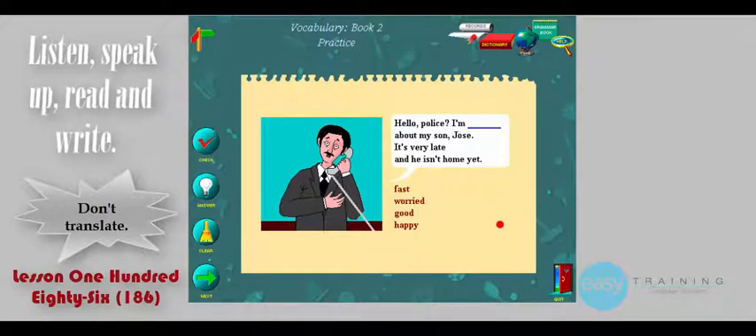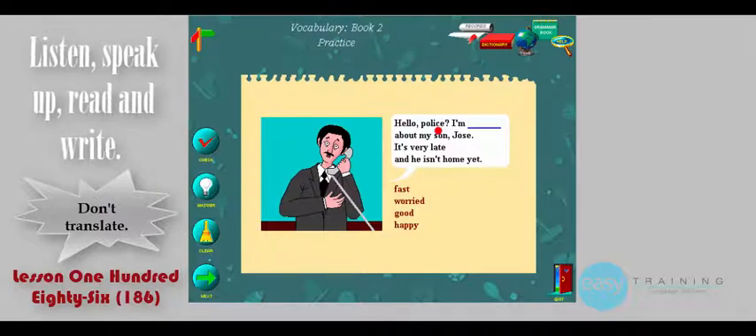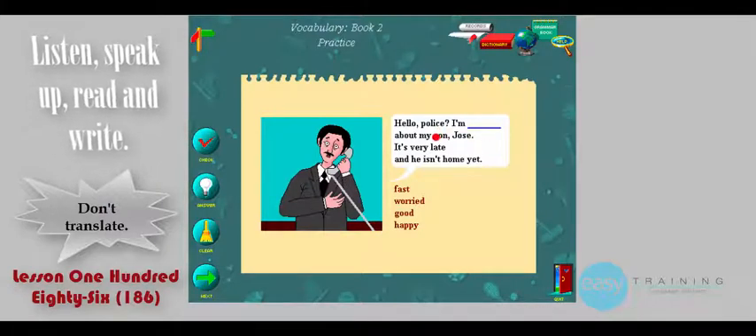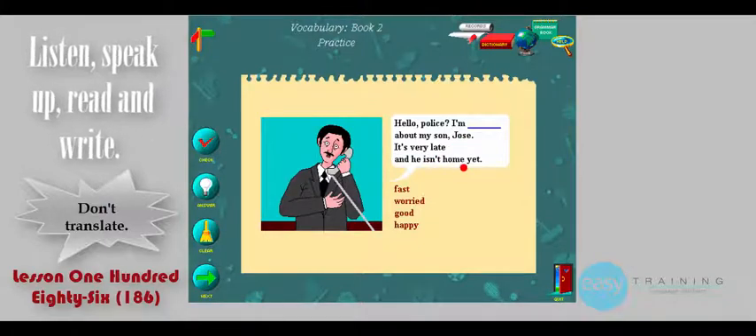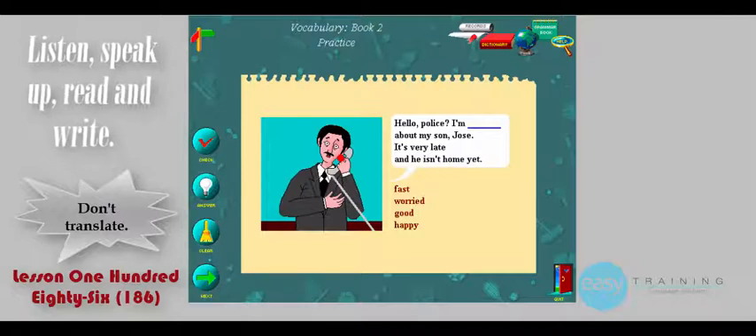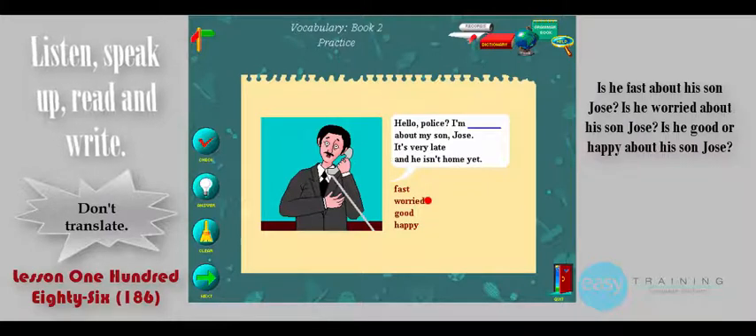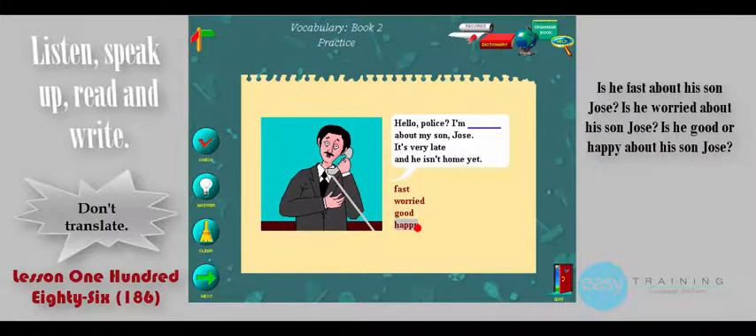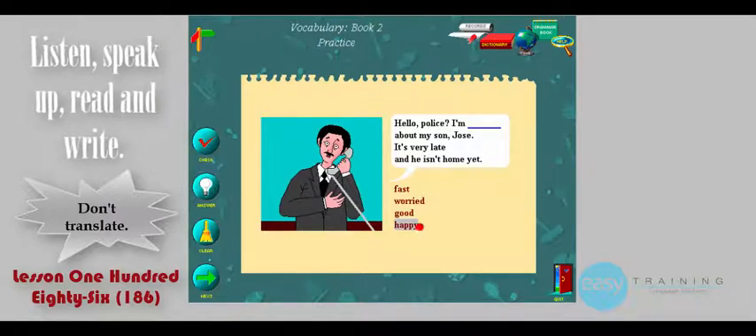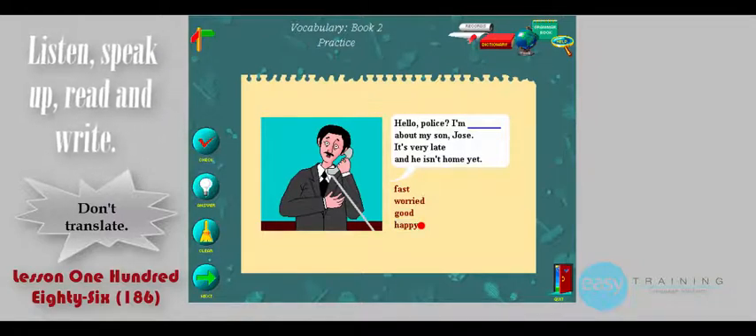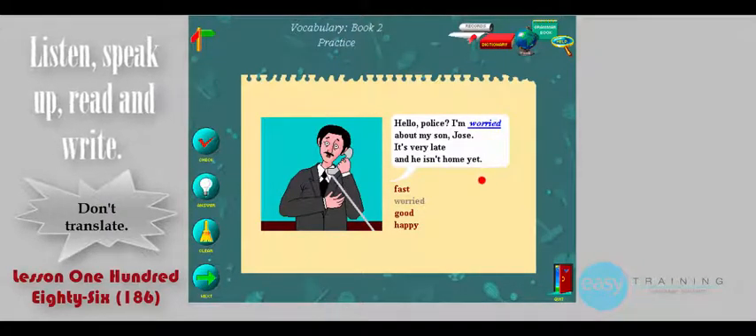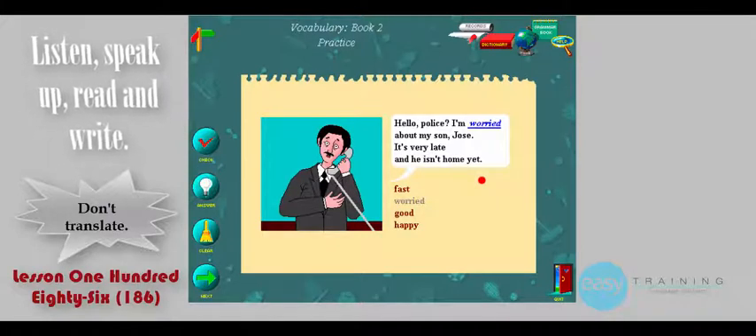This man is talking on the telephone. He's talking to the police. And he says, "Hello, police. I'm blank about my son, Jose. It's very late and he isn't home yet." How is he feeling according to this? Is he fussed about his son Jose? Is he worried about his son Jose? Is he good or happy about his son Jose? If he's calling the police, it's because he's worried about his son Jose, who isn't home yet, very late at night.